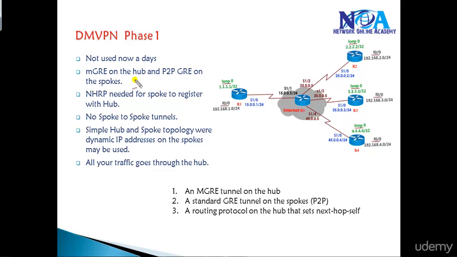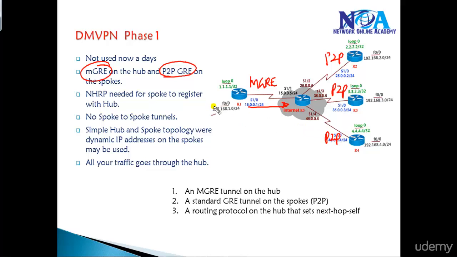Now how is phase 1 configured? In phase 1, on router 1 we are going to configure a multi-point GRE implementation, which means we have a single source and we can have multiple destinations, whereas on the spokes we are going to use point-to-point GRE implementations. So here we configure point-to-point implementations. That's what we call the phase 1 implementation.